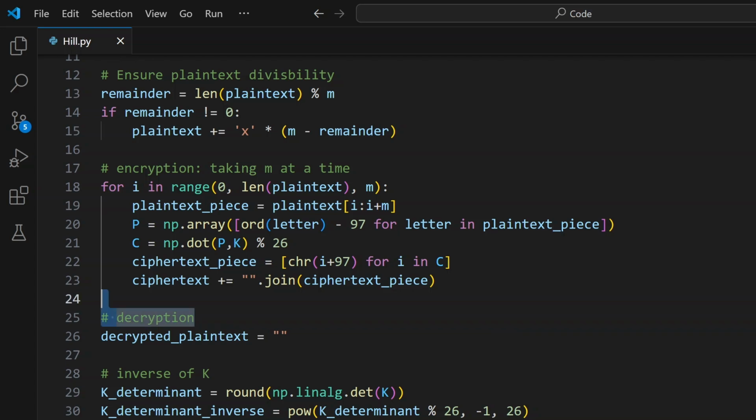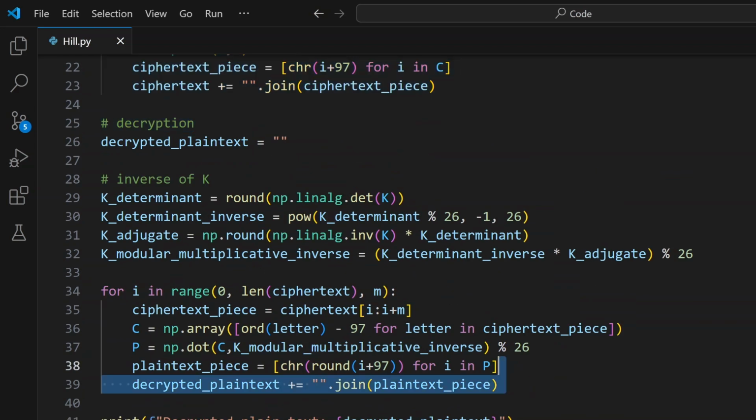We went through the encryption as well as the decryption.